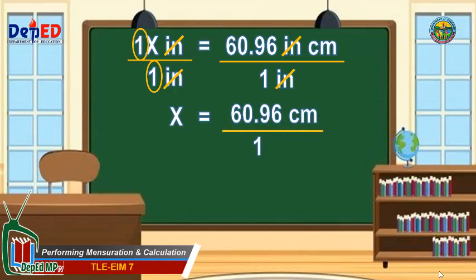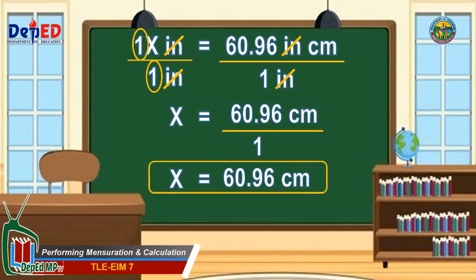So we can now divide to get the final value of x. And that is, x is equal now to 60.96 centimeters, since 60.96 divided by 1 is 60.96 as well. The value then of 24 inches in centimeters is 60.96 centimeters. I hope you were able to follow the steps that I presented.